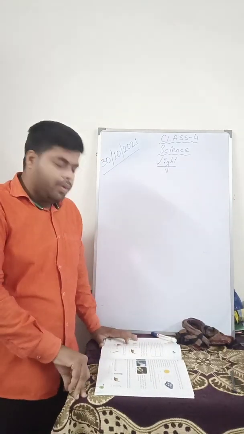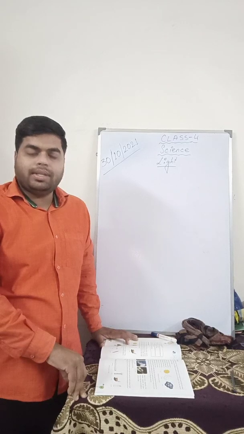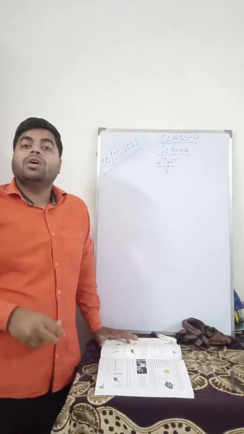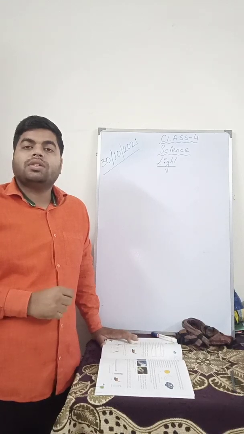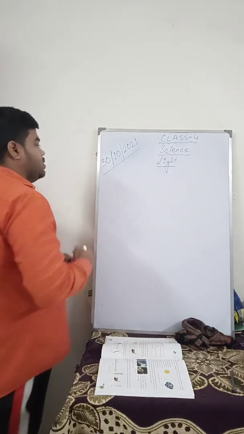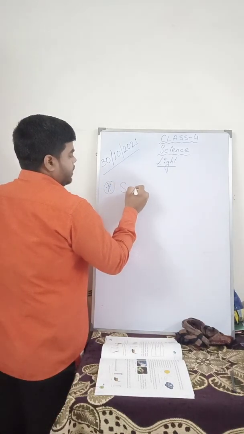So, if you remember, yesterday we already started with the last chapter of your half yearly syllabus, that is light. We have already discussed what is light. We have discussed luminous objects and non-luminous objects. So, today our discussion will be on the sources of light.